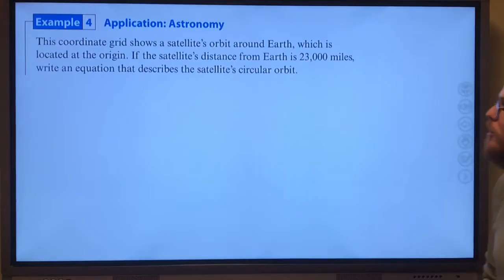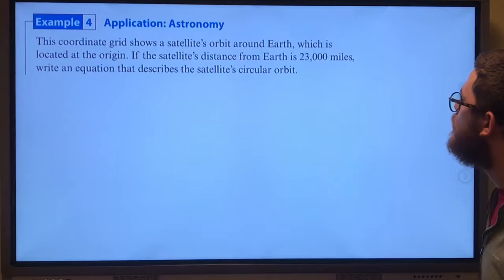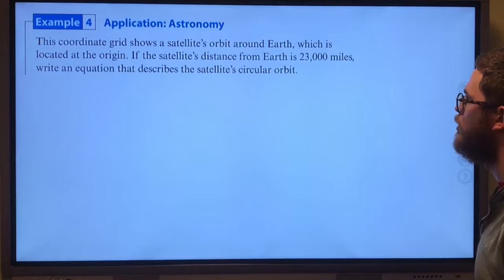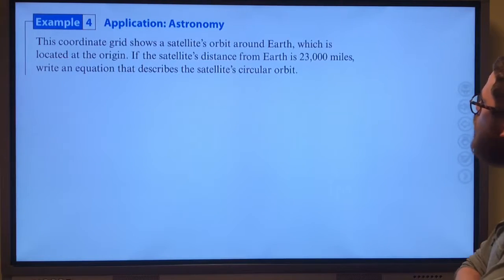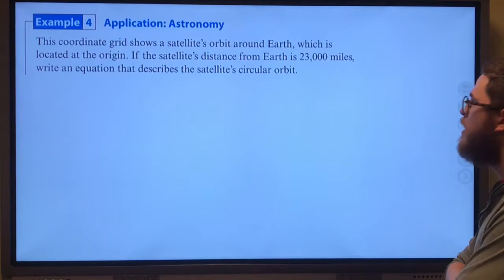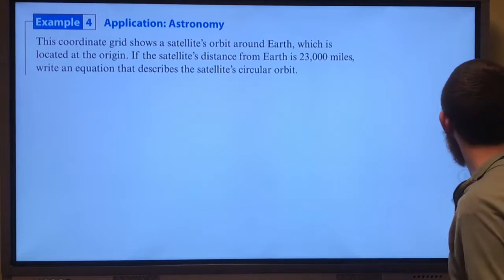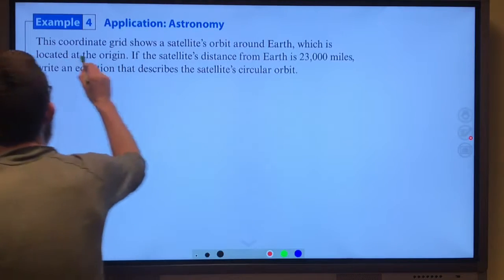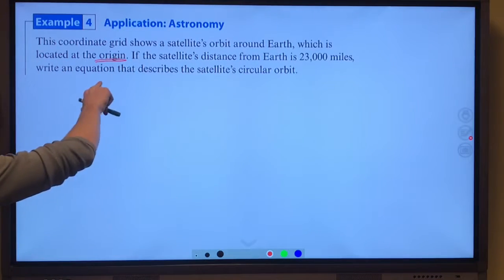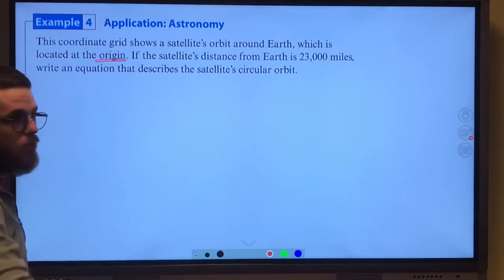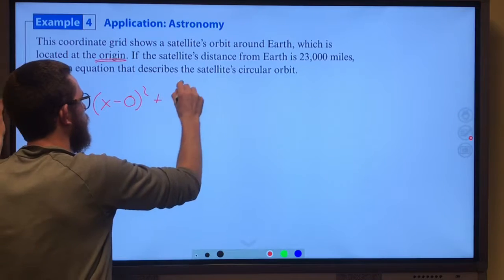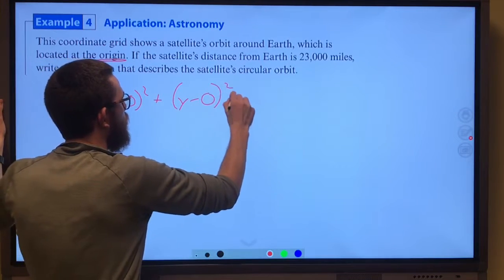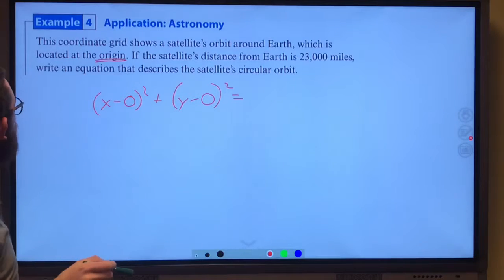We graphed the circles. Last problem here, it says this coordinate grid shows a satellite orbit around Earth, which is located at the origin. I don't know if there's supposed to be a picture, but I don't think we need the picture. It says if the satellite's distance from Earth is about 23,000 miles, write an equation that describes the satellite's circular orbit. Well, we know the center is the Earth, which is at the origin. So that would be (x - 0)² + (y - 0)², and we would set that equal to the radius squared.